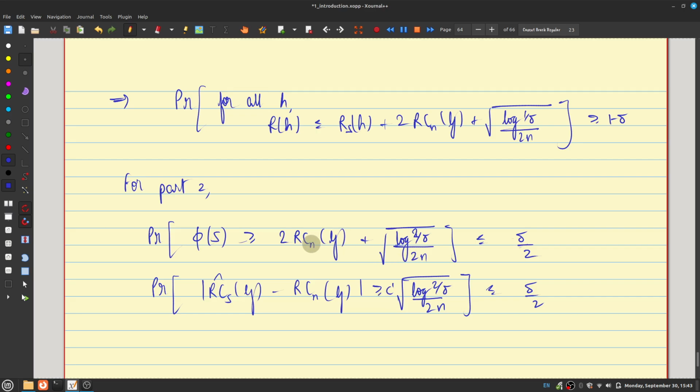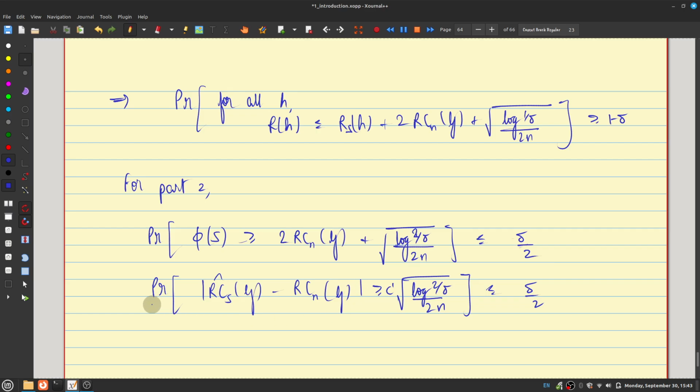All right. So you know that this holds with probability at least delta by 2. And you know that the empirical Rademacher complexity is very close to the Rademacher complexity with high probability, or the probability that it deviates is at most delta by 2. And then you just use the union bound. Right. So the probability that phi of S is greater than or equal to 2 times the empirical Rademacher complexity plus something else. It's not exactly this. It is this plus this is bounded by delta.